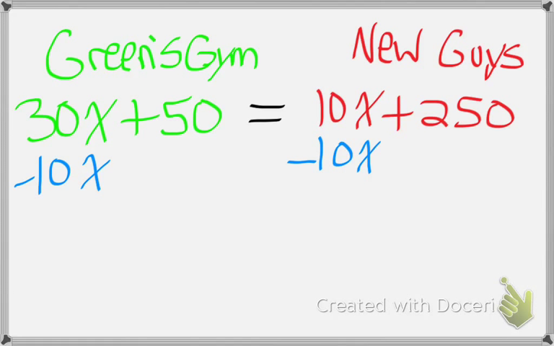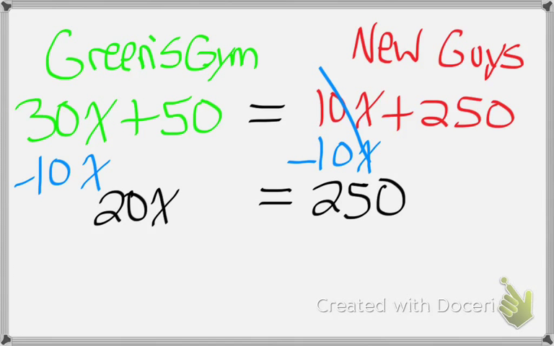And now from here, they should cancel, and you should be left with a two-step equation. On the right side, we have 250. On the left side, 30x minus 10x, well, that's 20x, and then plus 50. You now have a two-step equation. Finish solving for x.